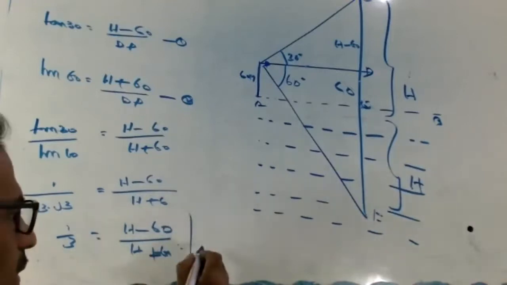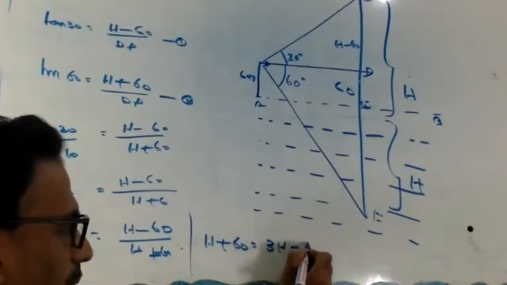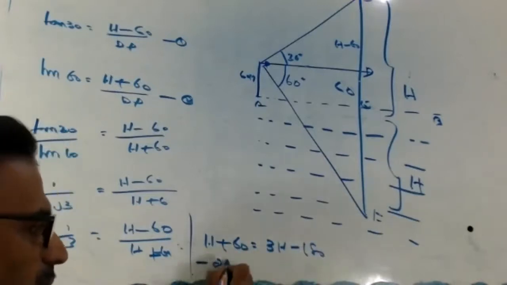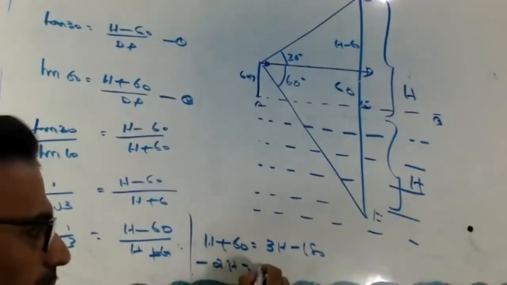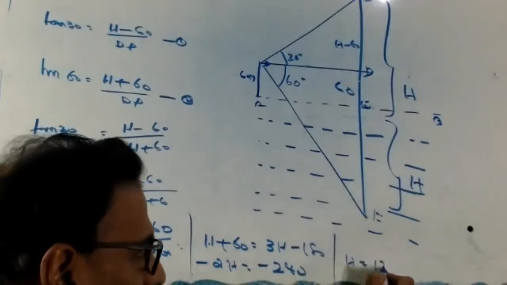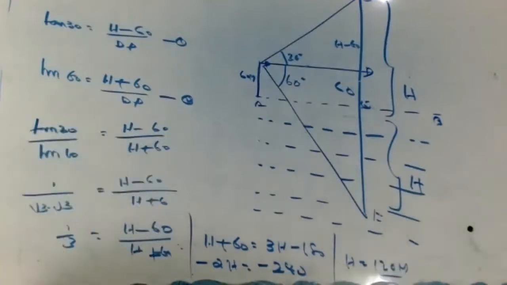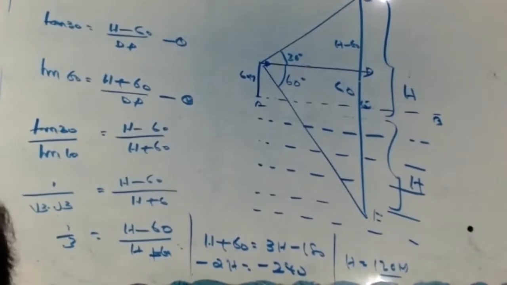So cross multiply: h plus 60 equals 3h minus 180. So minus 2h equals minus 240. So h equals 120. So the height is 120 meters. Okay, just go through the figure and draw a neat figure, then I'll give the note. Make sure there are 3 questions here. If you don't get this one, the next 3 will be trouble for you.